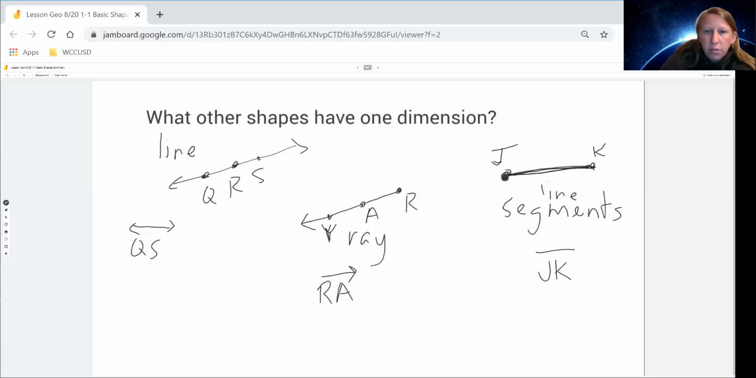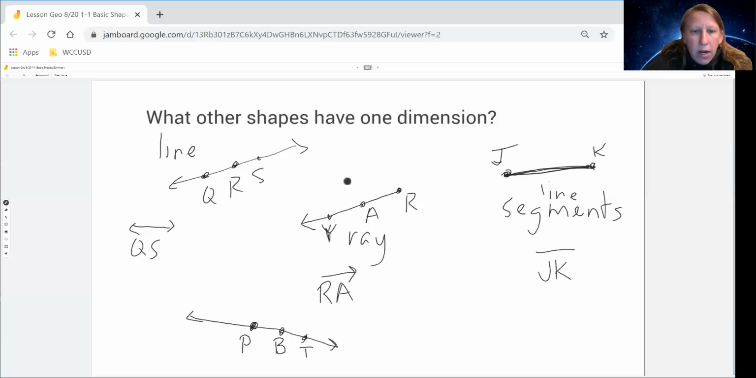One relationship word that we talked about with shapes with one dimension was opposite rays. So if you have a line and, well, let's mess with your mind just a little bit. Let's say this is point B, and this is T, and this is P.